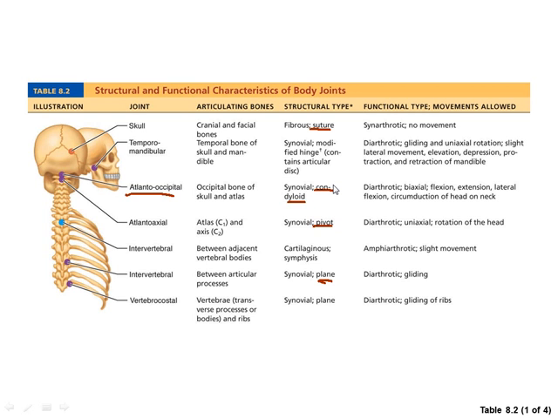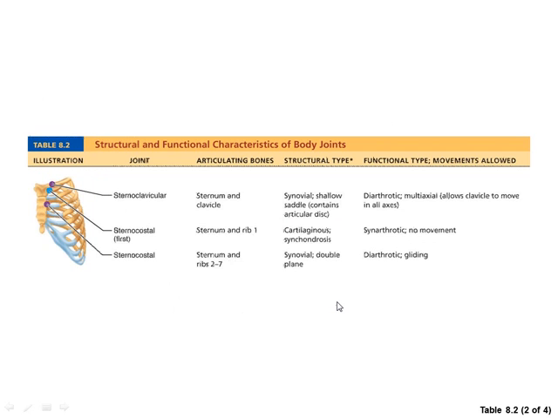These intervertebral, that just tells you it's between the vertebrae. Vertebral costal, between the vertebrae and the ribs. And these are both plane joints. They only move in one direction, they're gliding joints. They just barely move. Skip on down to the ones.